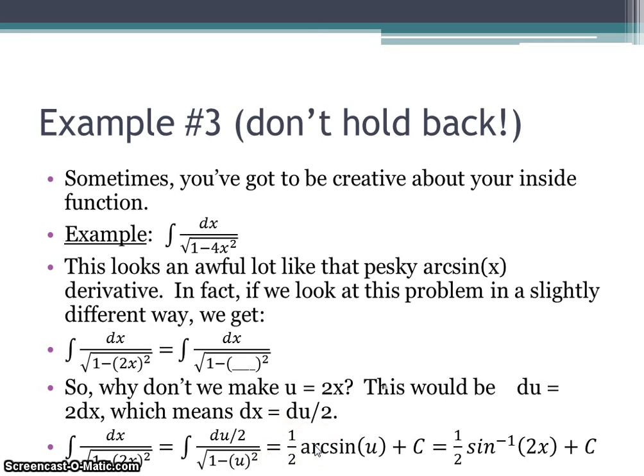We get 1/2 arc sine of u plus c, which would then lead us to 1/2 arc sine of 2x plus c. Again, take the derivative in your head, and when you do that, you notice, okay, the 2 is going to cancel out in our denominator when we take the chain rule here. And so we're just left with our original integrand.